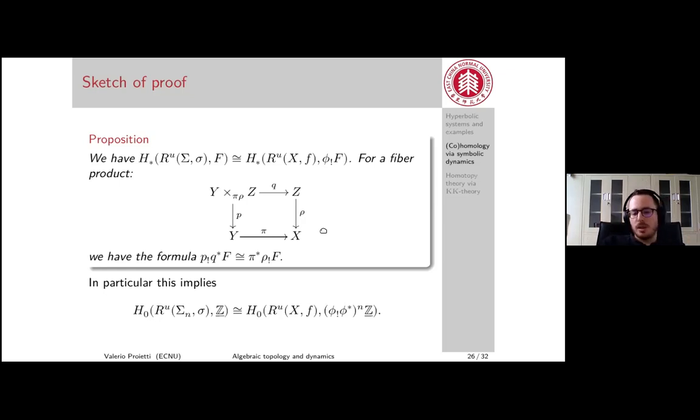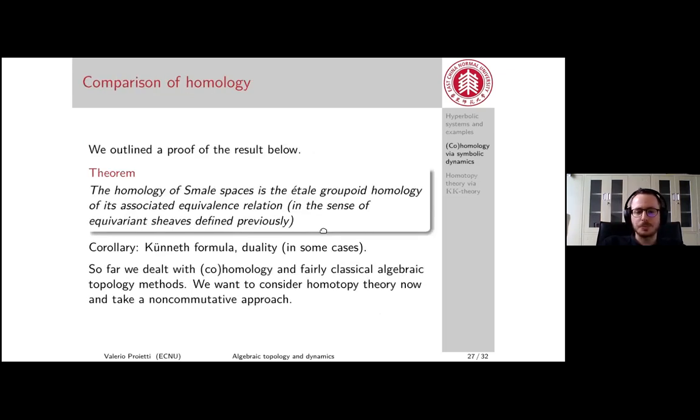So because of this, we can get this identification of chain complexes. And this is why we get this identification of homologies. There are some details here to check, but basically this is the idea of proof. So the homology of Smale spaces in the sense of Putnam, defined through symbolic dynamics, is the groupoid homology of its associated equivalence relation in the sense of equivariant sheaves.